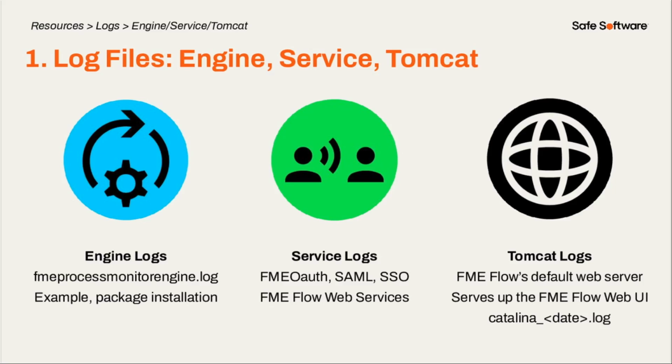There's service logs. So these are helpful logs to check for OAuth web connection issues. There's an FME OAuth log in there. There's also SAML and SSO logs. And you'll also find log files for the FME Flow web services like data upload or data download or data streaming. And finally, the Tomcat logs. So Apache Tomcat is FME Flow's default web server. That's the one that we ship with our FME Flow installer. So if your FME Flow is inaccessible or if you're having problems with your web UI, you definitely want to check those Tomcat logs, especially the Catalina log file.